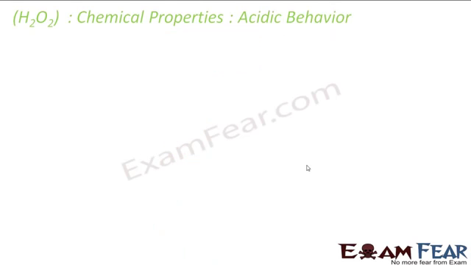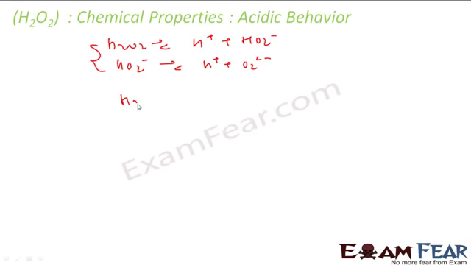The next is the acidic behavior. So if you see H2O2, it gives H plus and HO2 minus ion. This HO2 minus ion also breaks into H plus and O2 minus ion. Typically you can see that H2O2 gives 2H plus and O2 minus ions. Correct? This gives H plus ions, that means it is acidic in nature.